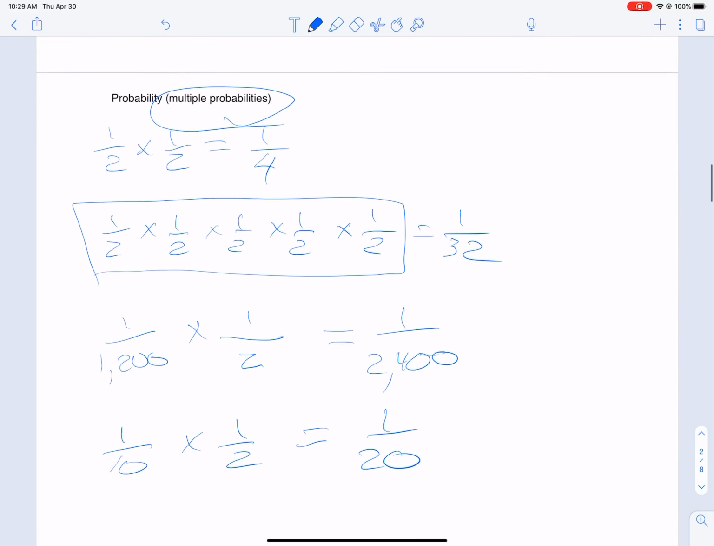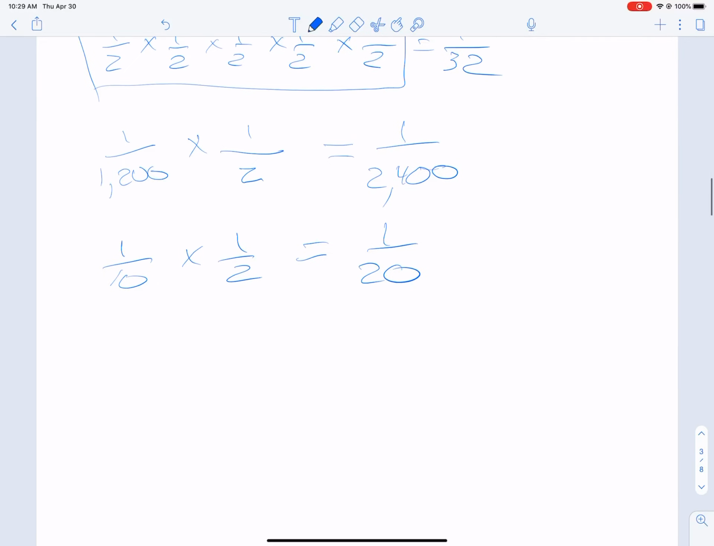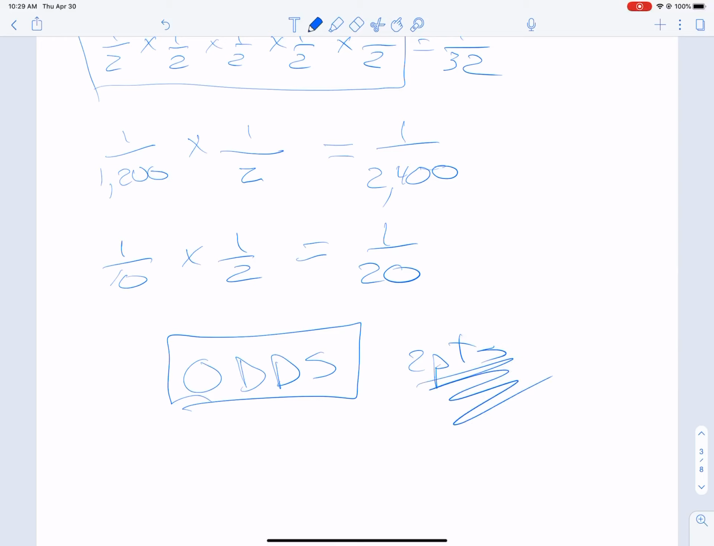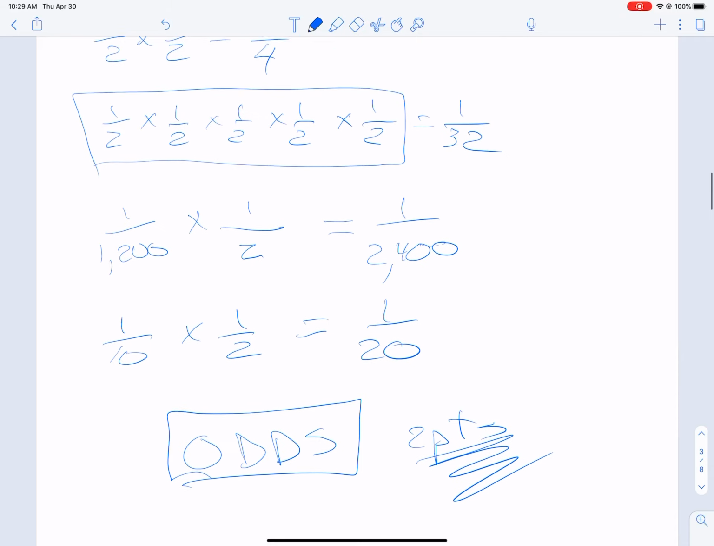For your assignment on 10.1, I want you to put odds on the top of your page. That'll be worth 2 points. If you don't put that on top, you will not get those 2 points for the assignment I'm going to send out today for 10.1.